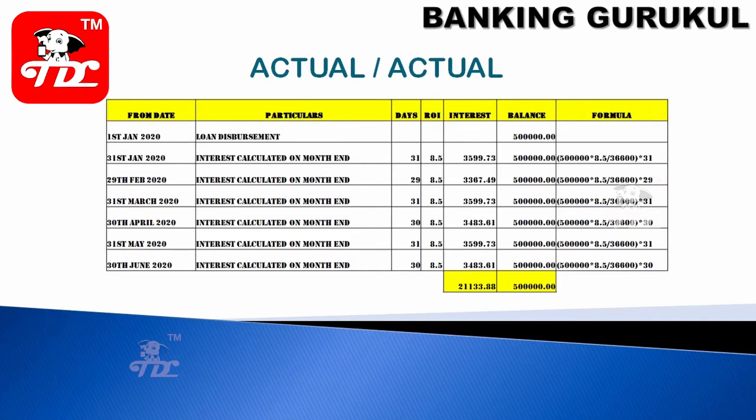You see the calculation: 5 lakhs same amount, rate of interest is same, but the calculation method is changed. Now every month the interest is different. Now it is 21,133 rupees 88 paisa.